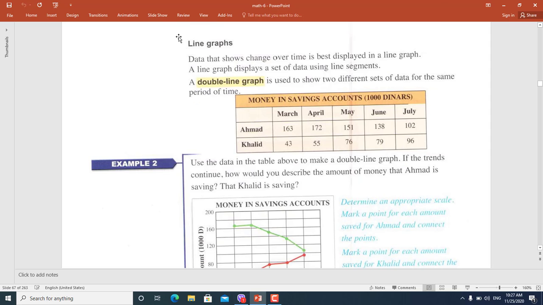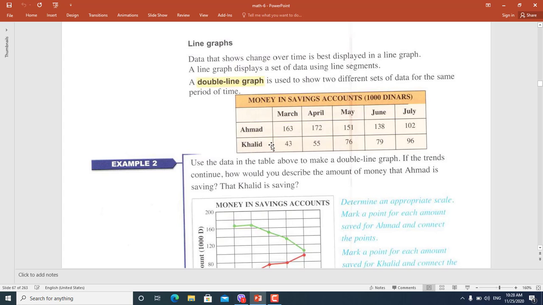And we have line graphs. Data that shows change over time is best displayed in a line graph. A line graph displays a set of data using line segments. A double line graph is used to show two different sets of data for the same period of time. So a line graph is used when the data is changing over time. For example, we have this example about money in savings accounts, Ahmed's and Khalid's. The data changes over these months.